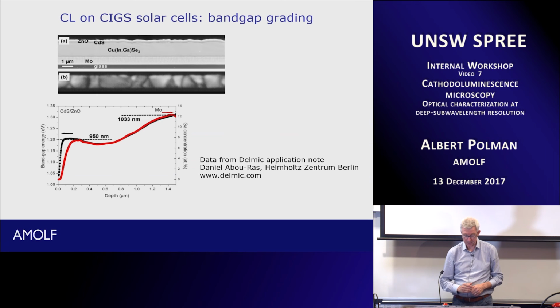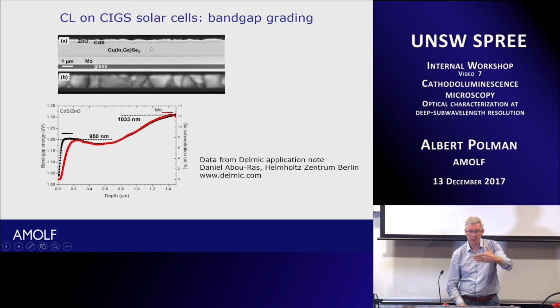Here's another example. This is not done by our group. This is from Delmic, our startup company. They worked with a group at the Helmholtz Center in Berlin that are very good at making CIGS solar cells. And this is a cross section that they made. So it's a zinc oxide top layer, then there's a heterojunction between cadmium sulfide and CIGS and a molybdenum back contact. 1 micron scale. This is a cross section.